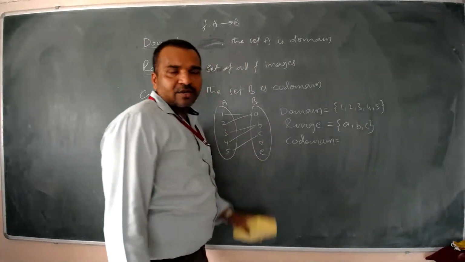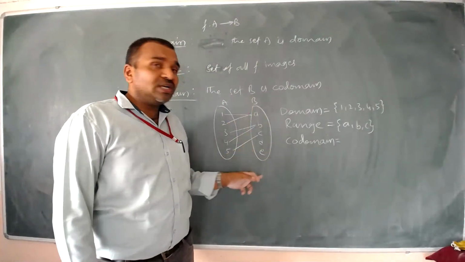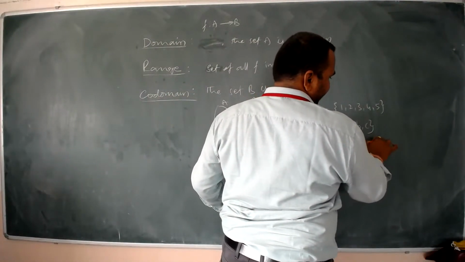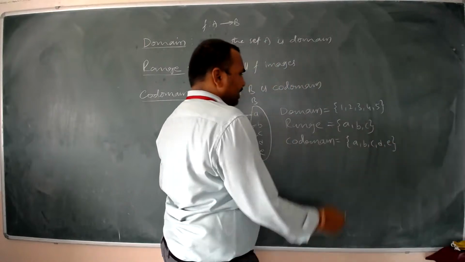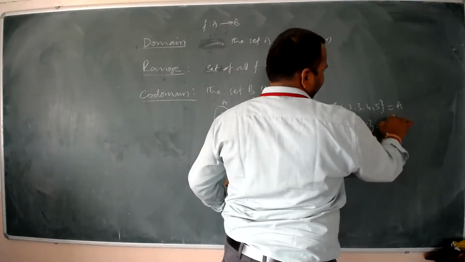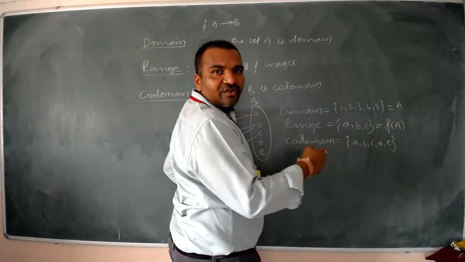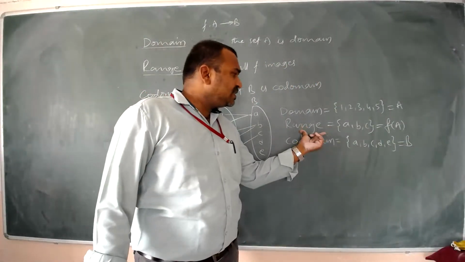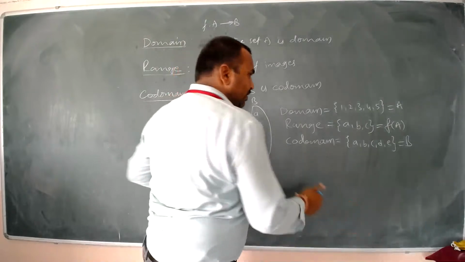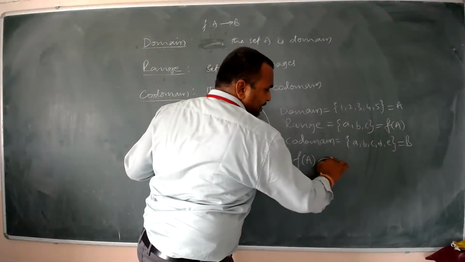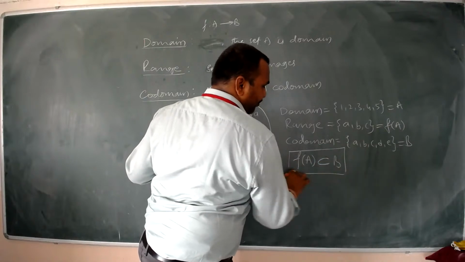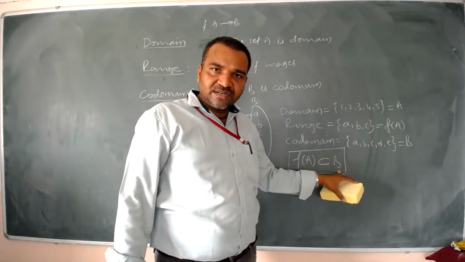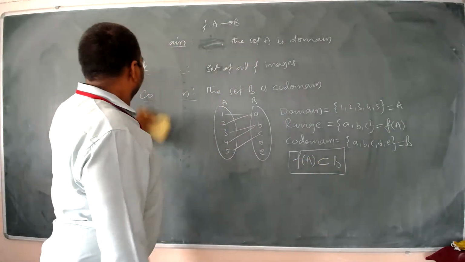Next, what about codomain? The total second set B is the codomain. So what is the second set? A, B, C, D, E. Check it: the domain is A. Range is generally denoted by f of A, and codomain is generally denoted by B. Observe, range is always a subset of codomain. So we can write f of A is a subset of B. Here f of A is the range and B is the codomain. So range is always a subset of codomain.